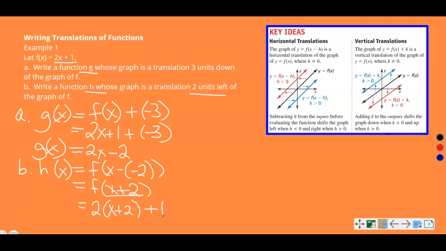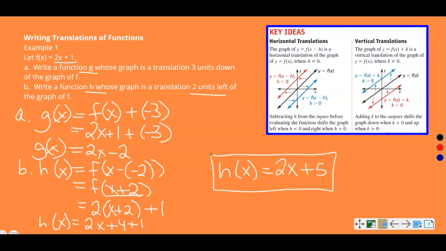and then we're going to have to simplify. So we're going to have h of x equals, and we're going to have 2x. If I distribute 2x and 2 times 2 is 4, and plus 1, so that becomes h of x. When I combine like terms, I have 2x, and 4 plus 1 is 5.